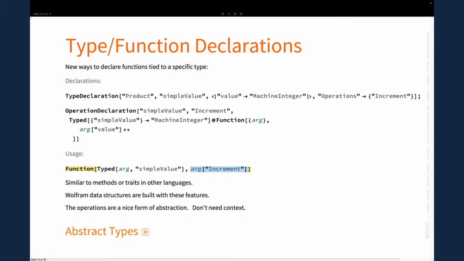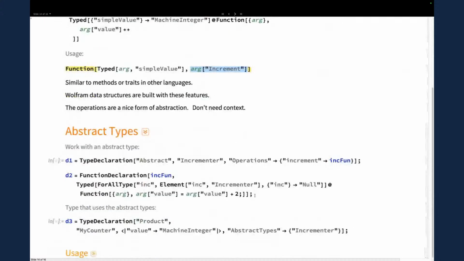And so this is like adding a method or trait in other languages. And the Wolfram data structures are built this way. We developed this because we found it a useful form of abstraction. You don't need to give all these functions names. It's a sort of neater, more elegant way of working with this. And it's quite nice. You can even add these to the abstract types.